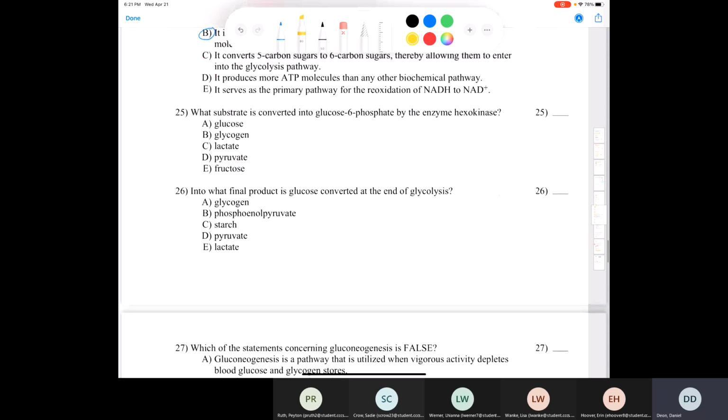Question 25, what substrate is converted into G6P by the enzyme hexokinase? Well, this is the first step in glycolysis where we take glucose and combine it with ATP. The enzyme that's used is hexokinase, and I told you you should know this step. We end up making G6P, which is glucose 6-phosphate, plus ADP, and that would be good enough for me, but you also end up liberating a proton. And so the substrate is glucose. That's your starting material.